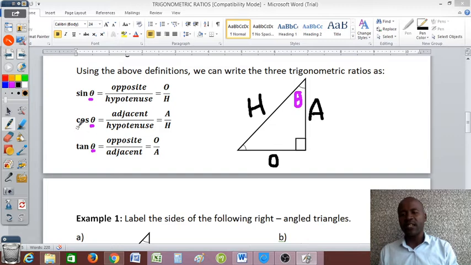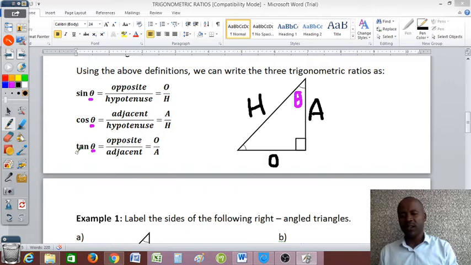The second one is cosine. Cosine of theta, or in short cos theta, is defined as adjacent divided by hypotenuse. Adjacent, which is given by A, this side, divided by the hypotenuse. If you are given the length of this adjacent side and the length of the hypotenuse, then by dividing adjacent by the hypotenuse, you can easily determine the cosine of this given angle theta.